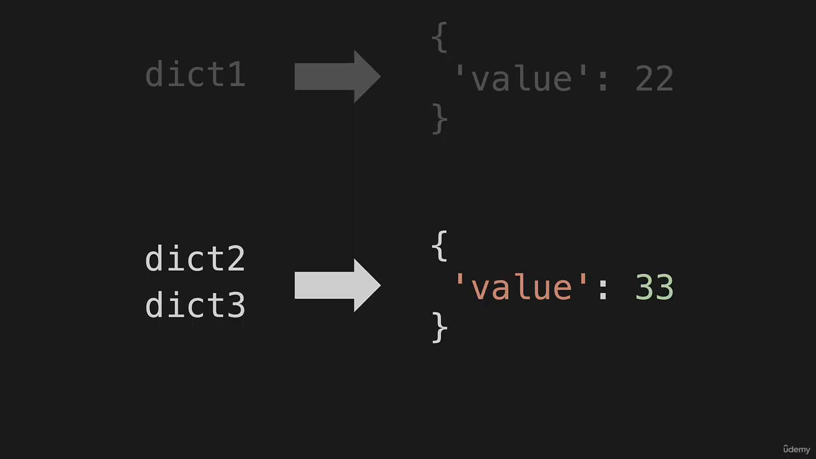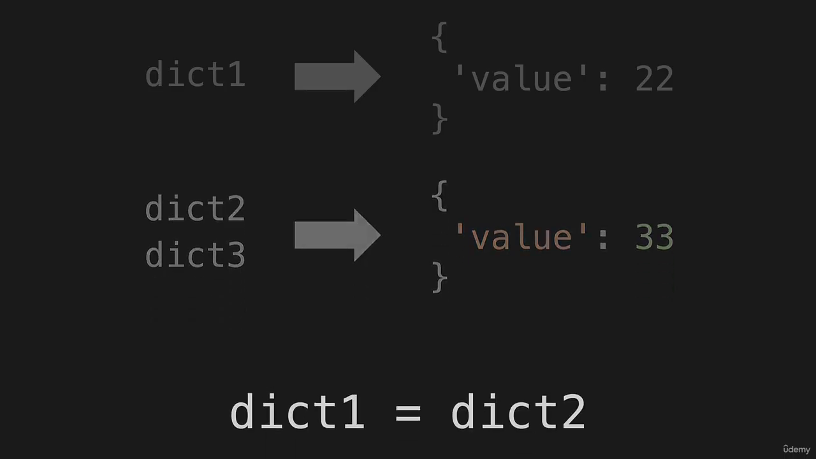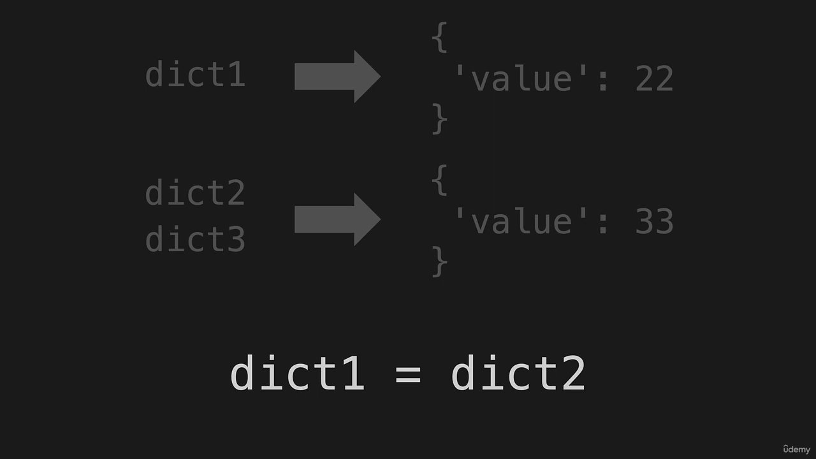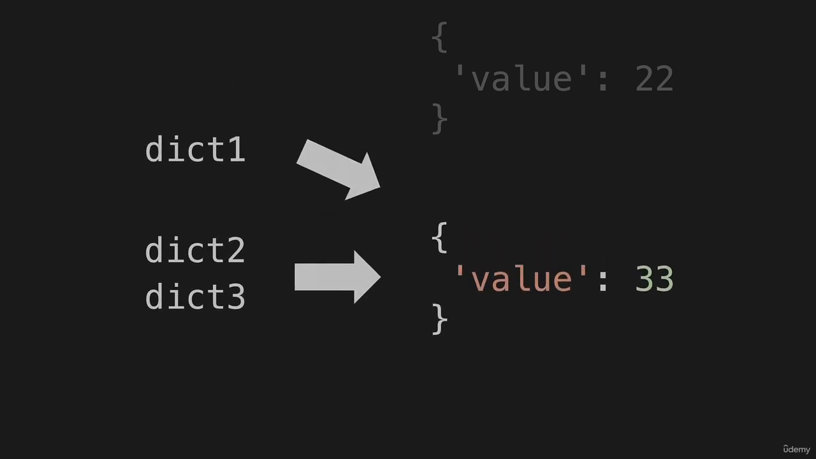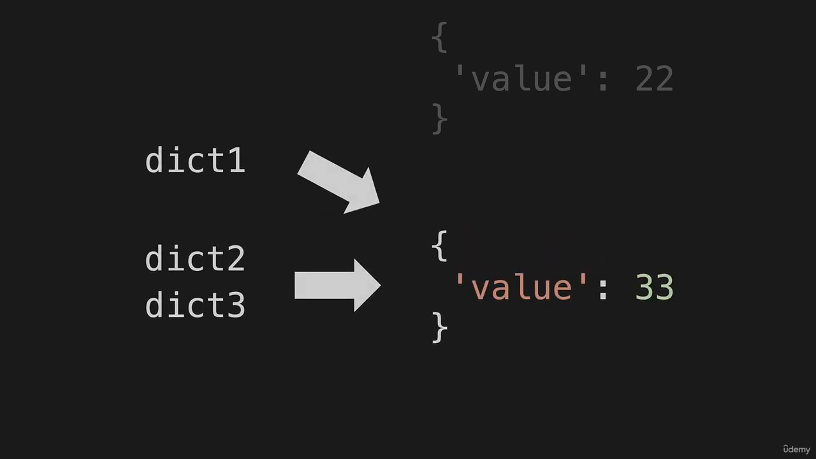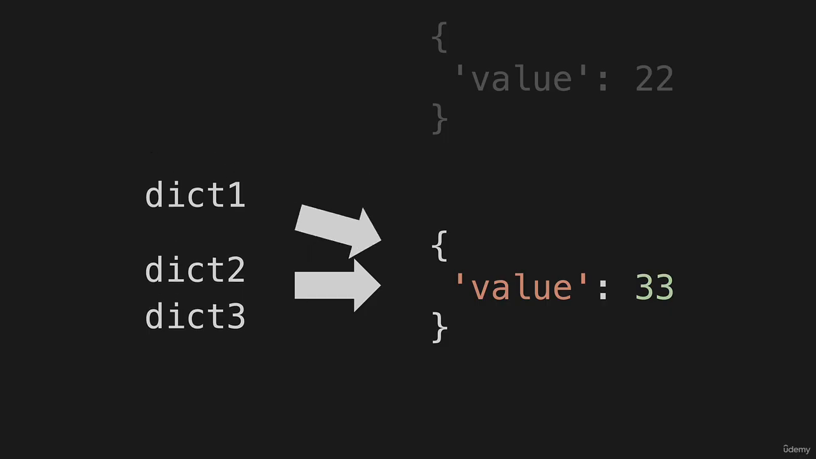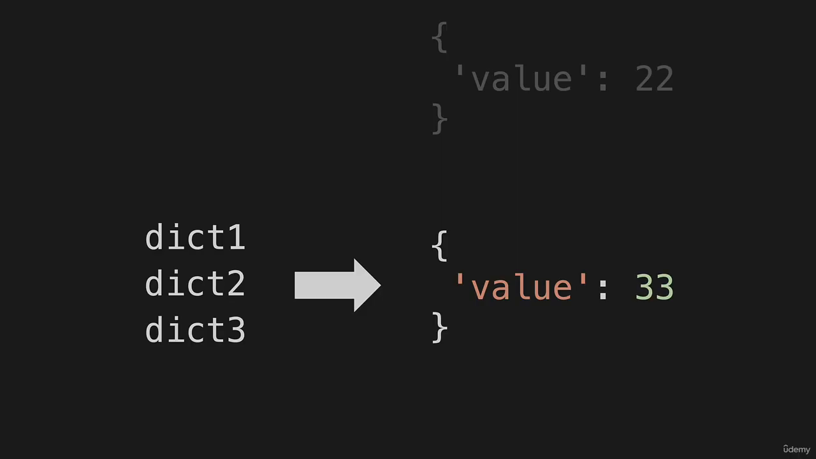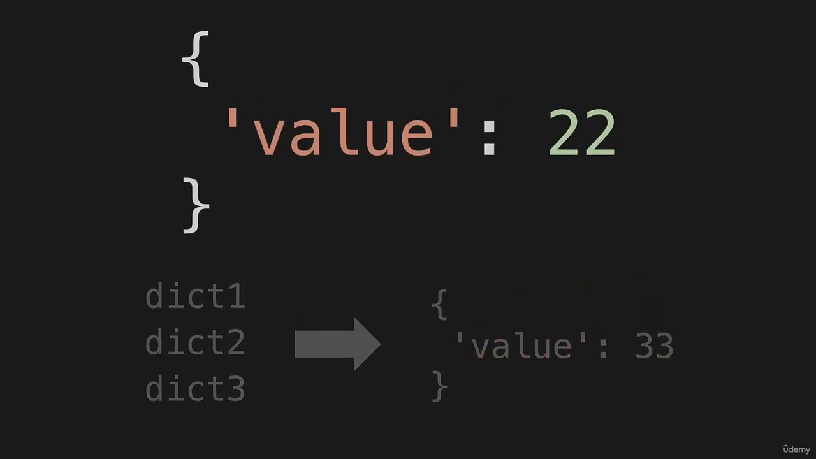And then there's another concept I want to explain. And to do that, I'm going to set dictionary 1 to be equal to dictionary 2. And of course, that's going to point that down here. And we'll have all three variables pointing at this same dictionary. Now the question is, what happens to this dictionary? Because we no longer have anything pointing to it.